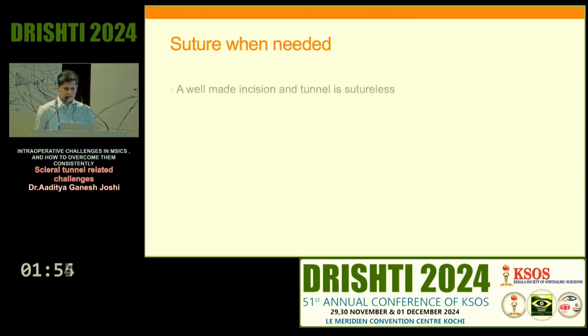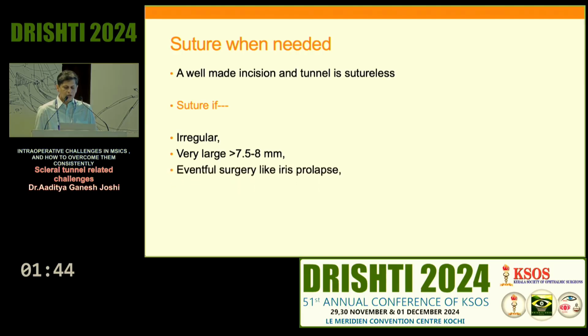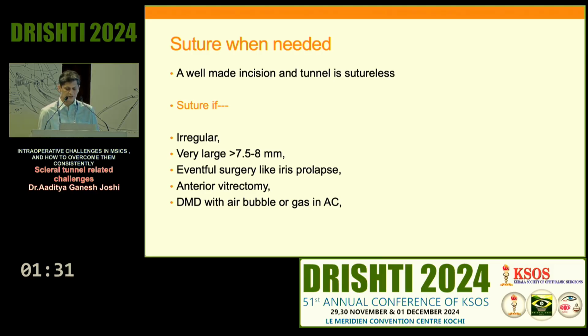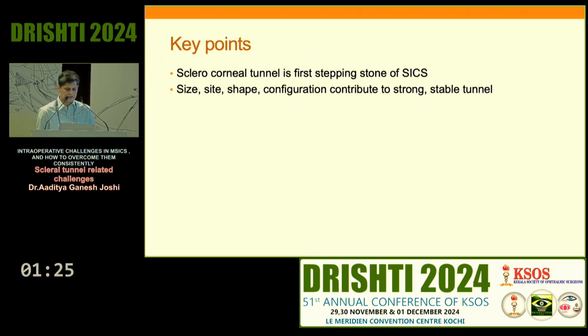These incisions are usually sutureless, but we will have to suture them if they are quite irregular or if the incisions are quite large. If we have any eventful surgery like iris prolapse or premature entry, if anterior vitrectomy was required, or there is a Descemet membrane detachment where gas is to be injected into the anterior chamber, or if the patient is one-eyed, we should also be suturing these tunnels.